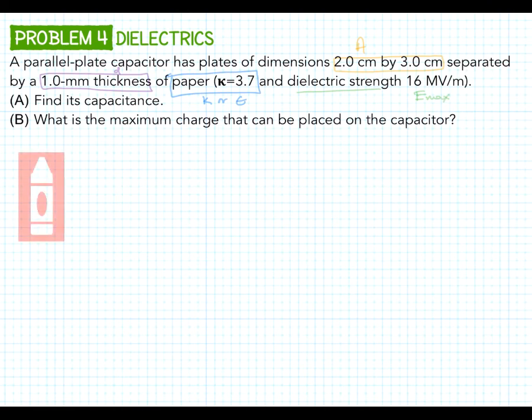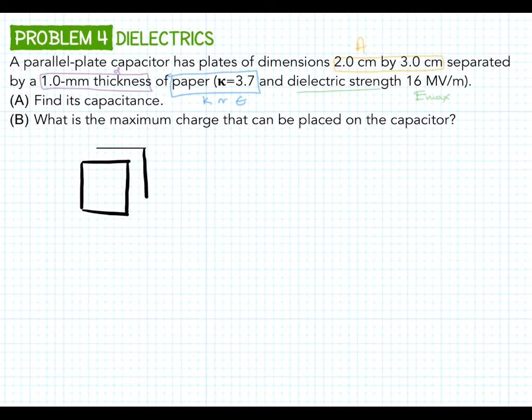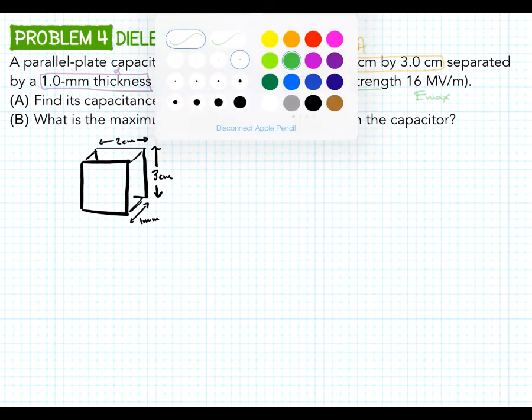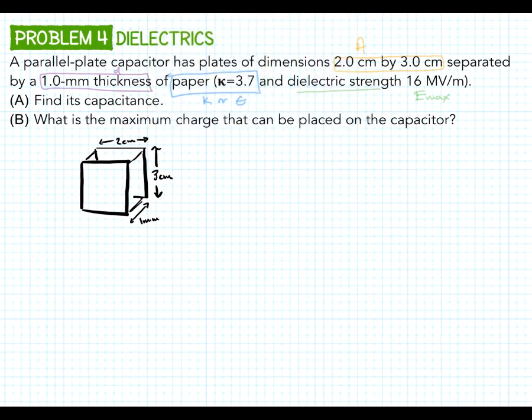So the first thing we want to find is capacitance. Here's our parallel plate capacitor. I'm just going to draw it from the side. This has 2 centimeters and this is 3 centimeters. That's the area of our plates. They're separated by a distance of 1 millimeter. And in between them is paper. I'm going to represent paper with this, let's make it blue. So that's going to match our dielectric. I don't know why it's blue paper, but you get the idea. It's got our dielectric constant kappa.